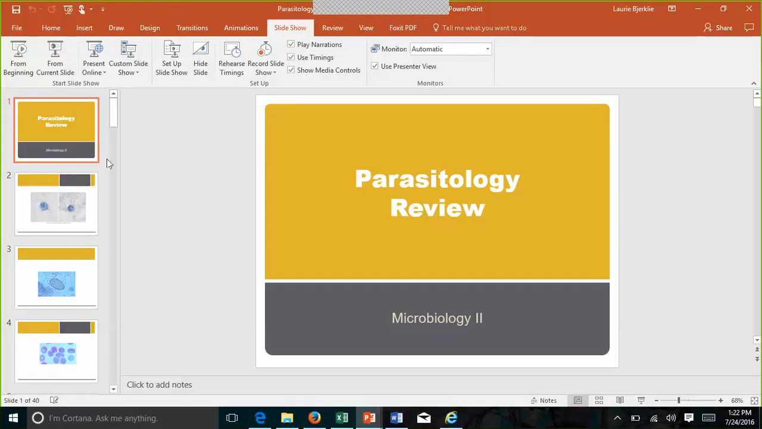So again, the only ones that aren't really in here, like Paragonimus, stands out to me. I didn't put that in here. Paragonimus, remember, is the one that can also be found in the sputum because it is our lung parasite.